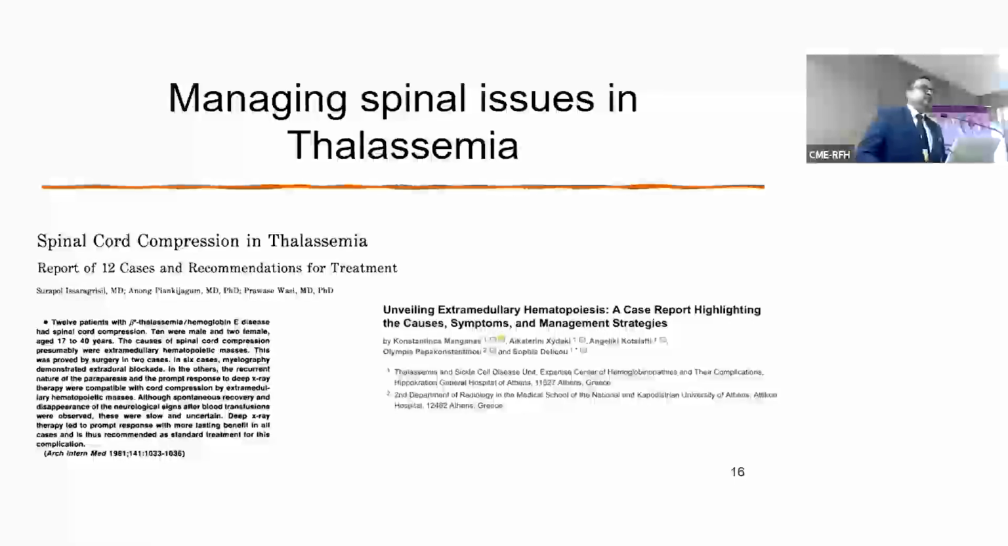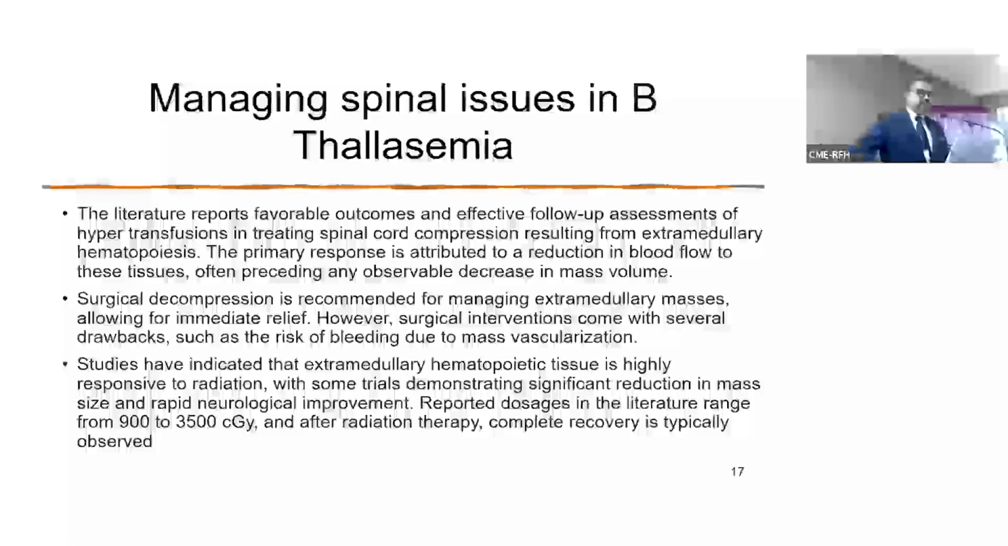Now, spinal issues are something very, very important, and there are two particular important pathologies which you need to be aware of. The first is extramedullary hematopoiesis, which can cause spinal cord compression, causing neurological deficit. And the second is deformities. Essentially, deformities are not much of a problem, but spinal cord compression is an issue.